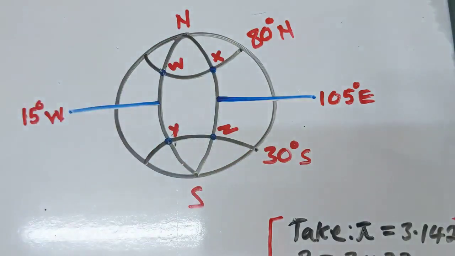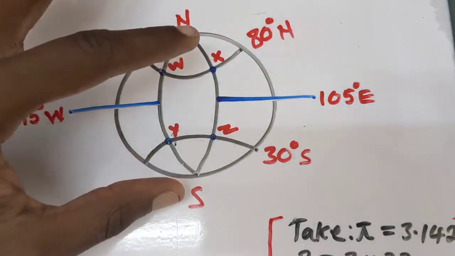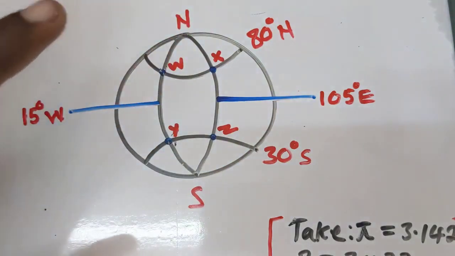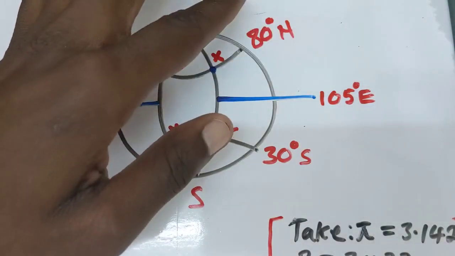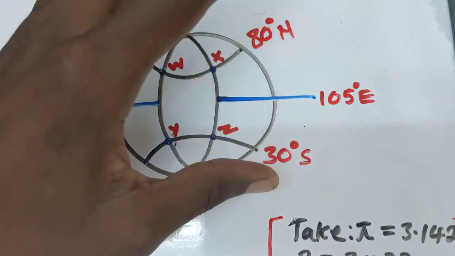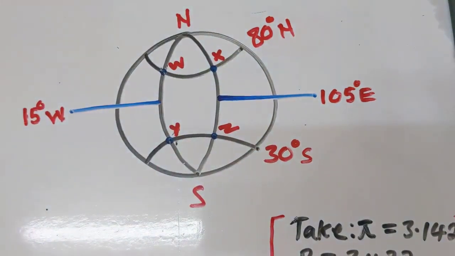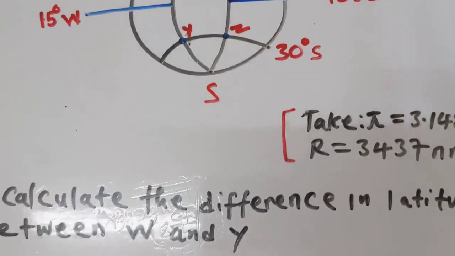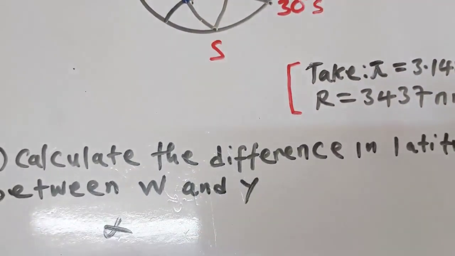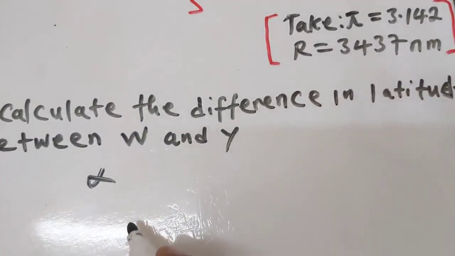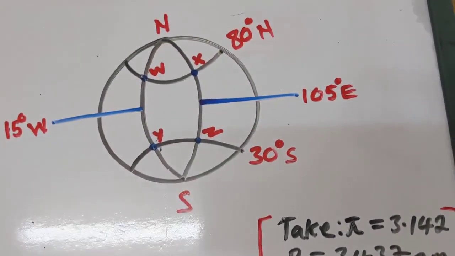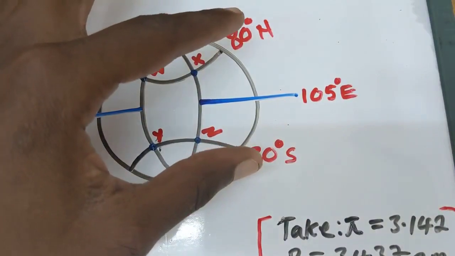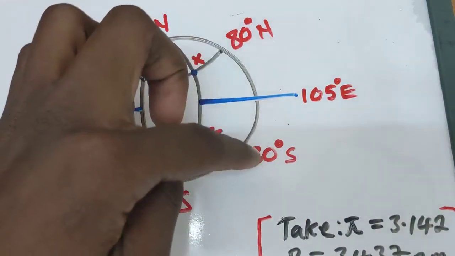We said that if they are on the same side, like north, north, or south, south, we subtract. But if they are on different sides, like this one is on the north and this one is on the south, we add. So what we are going to do is add the two. We said that the difference is denoted by alpha. So we are adding these two here, 30 plus 80.